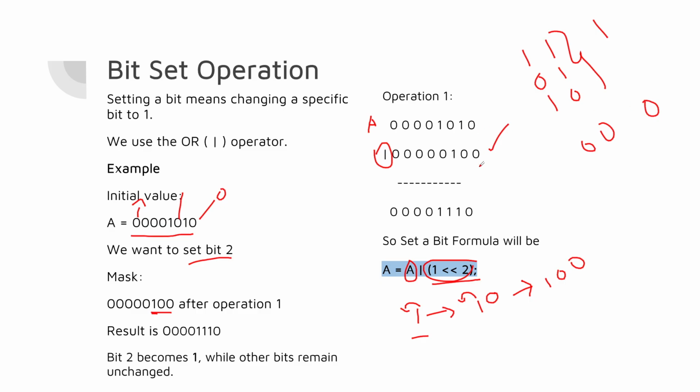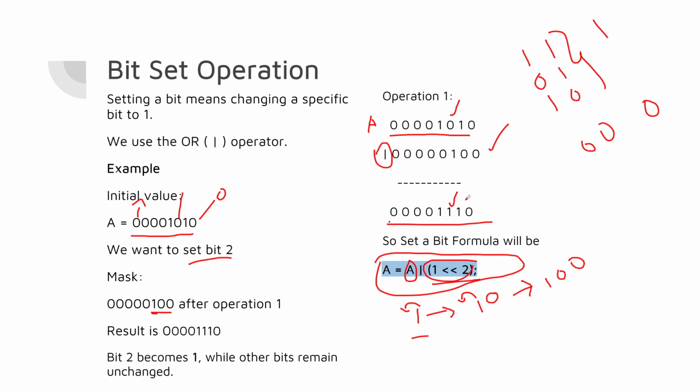We are going to perform the OR operation. Both are 0, so the output is 0. One of the inputs is 1, so the output is 1. One of the inputs is 1, so the output is 1. One of the inputs is 1, so the output is 1. In the remaining cases, both inputs are 0, so it remains 0. Can you observe? This is my input and this is my output. What was our motive? We want to set the second bit. Look at this. Here the second bit is 0. After doing the process, the second bit is 1.